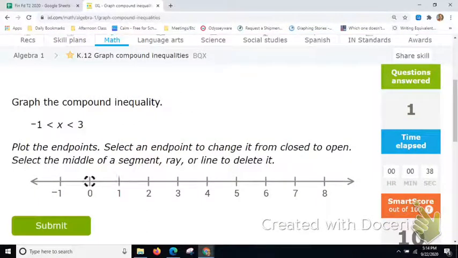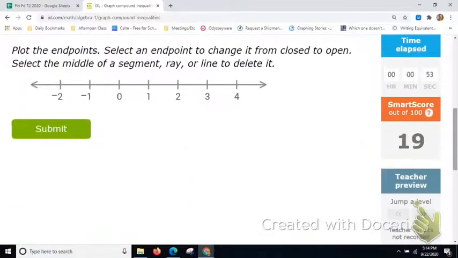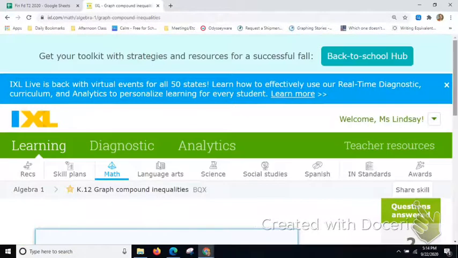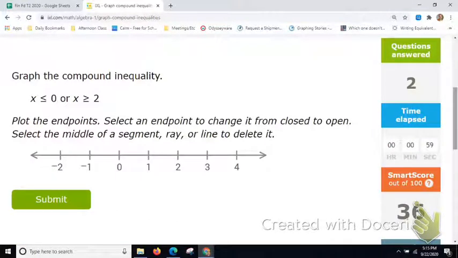So open circle at -1, open circle at +3, and the shading is between because X is between those two. When we have an or, we should anticipate they're going to go in opposite directions.